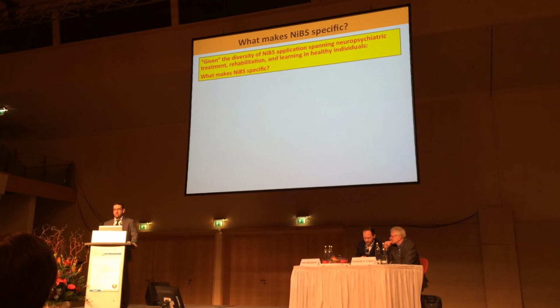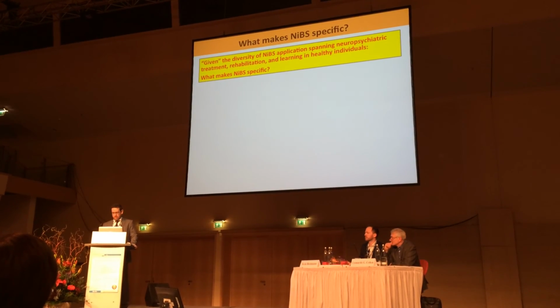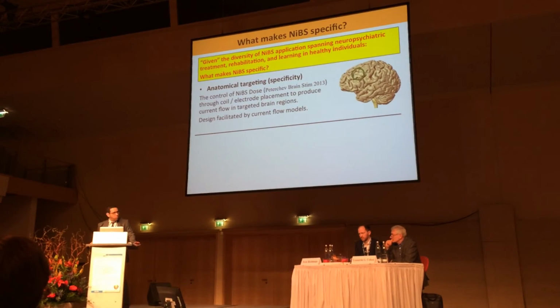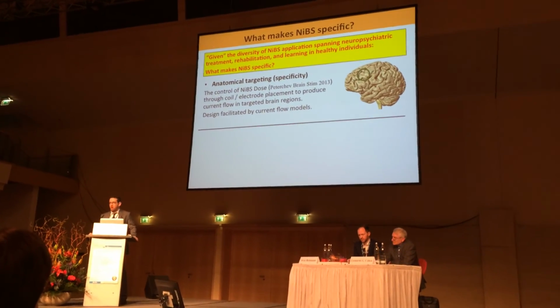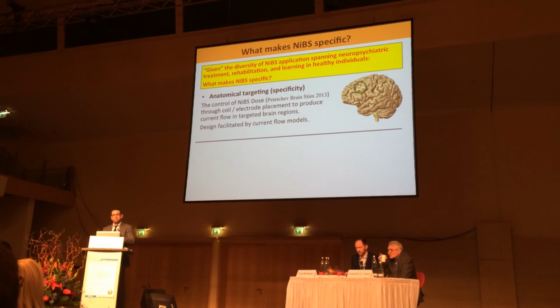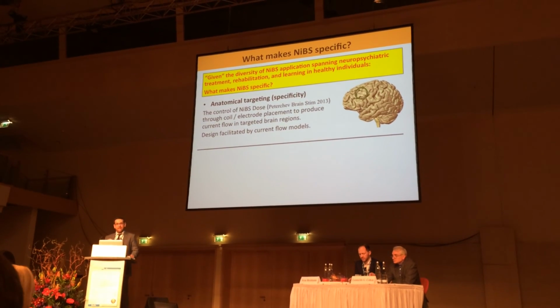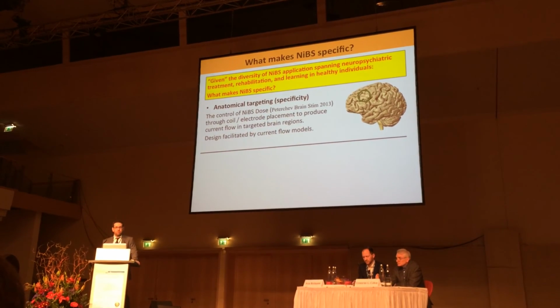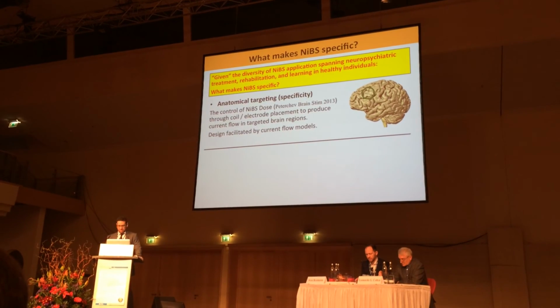I think the specificity really gets into the heart of trying to make this rational. And there's two basic sources. One is anatomical targeting, anatomical specificity. And this underpins the use of, for example, figure of 8 coils to be more specific than rings. It's about getting the current to specific brain regions of interest that are involved in those tasks.